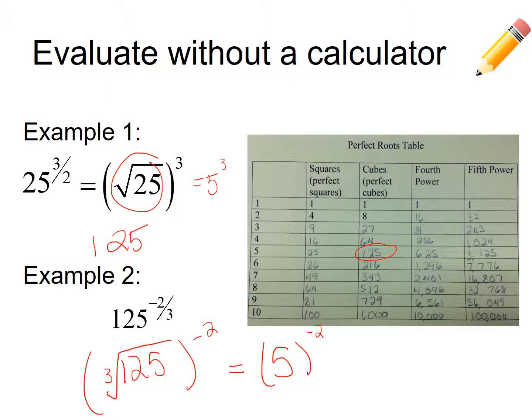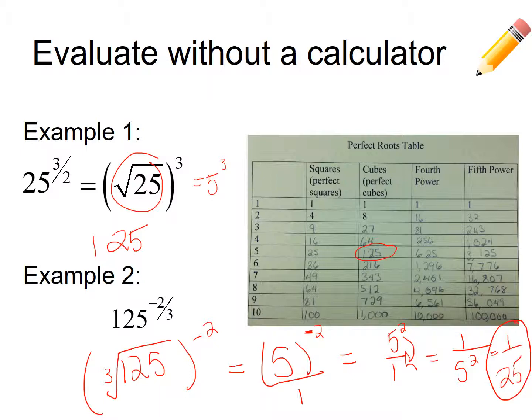And now it's just remembering exponential rules. When we have a negative exponent, that means we have to move it across the fraction bar. So we're going to have to move 5 squared to the bottom half of the fraction bar. So it's going to be 1 over 5 squared. And we know that 5 squared is 25. So 125 to the negative 2/3 is the same thing as 1 over 25. Okay, so that's how you use your perfect roots table for evaluating without a calculator.